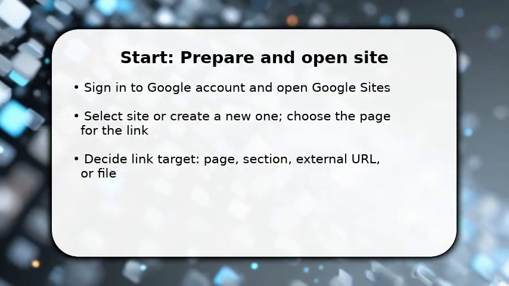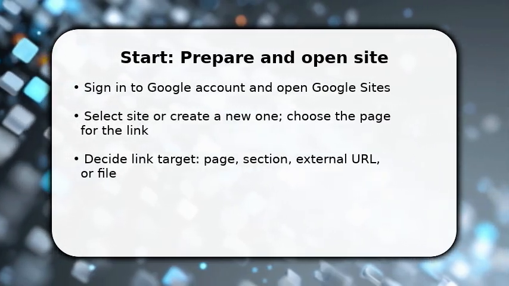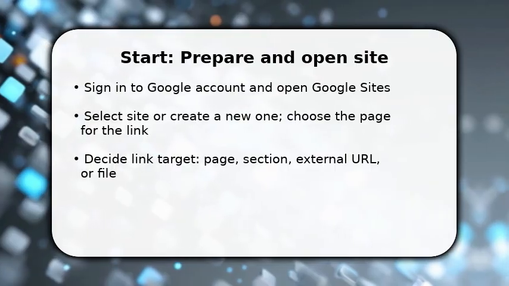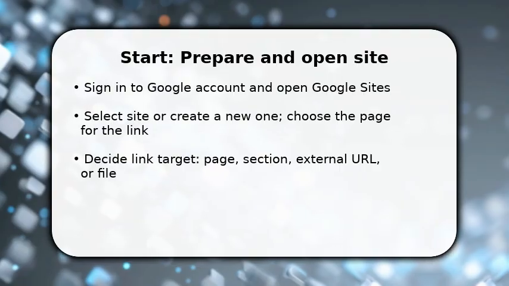You're signed in and ready. Open Google Sites and pick the site page you'll edit. First, choose whether the link points to another page inside the site, a specific section on the page, an external URL, or a file in Drive.